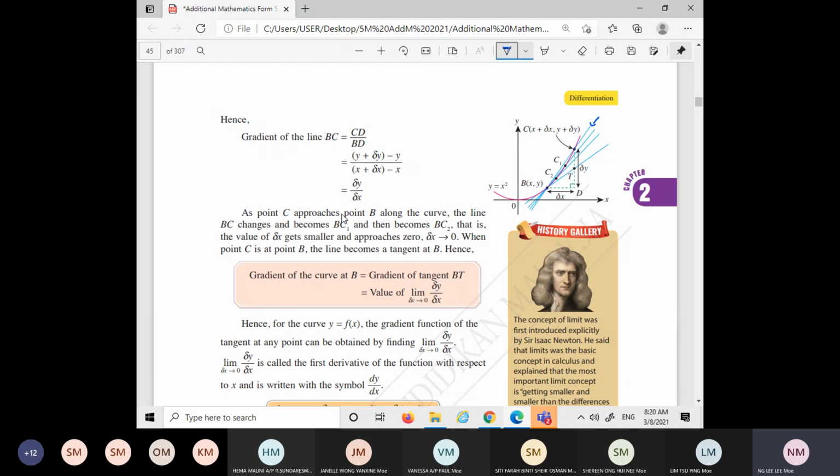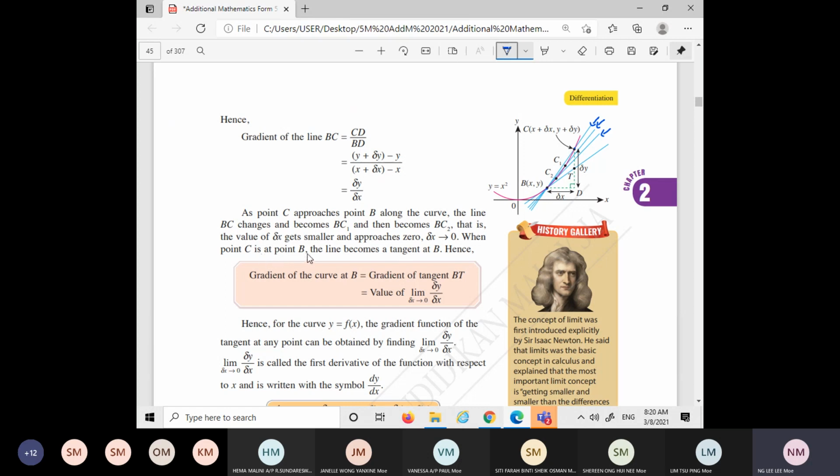As point C approaches point B along the curve, the line BC changes to BC1 and then BC2. Just now, you dragged the point C to C1, so the gradient changed to the second line. Then you drag the point C to C2 and the gradient changes again, to the third blue line. That is the value of del x getting smaller and approaching 0. The concept of limits applies here: del x approaches 0.